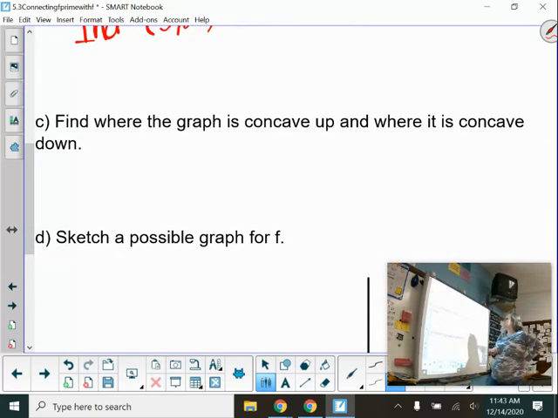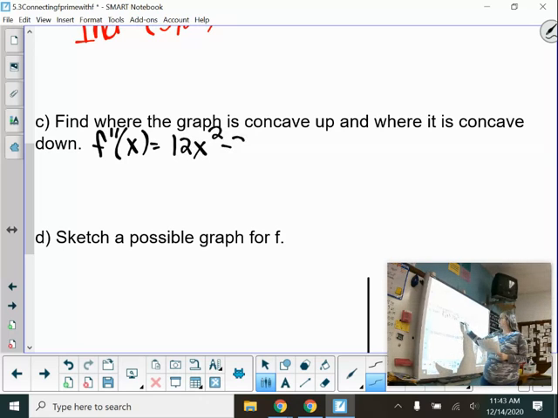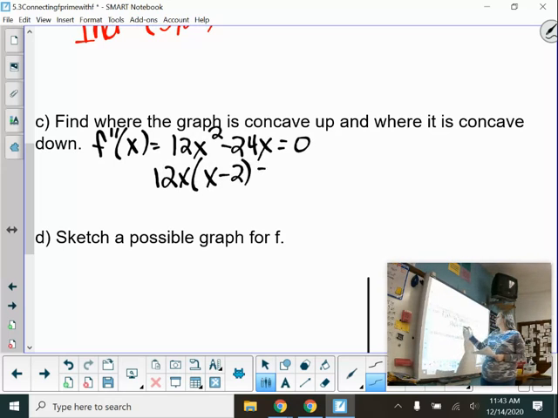Okay, part C. Find where the graph is concave up and where it's concave down. For this, I'm going to have to take the second derivative. So if you recall, the first derivative was 4x cubed minus 12x squared. So my second derivative is equal to 12x squared minus 24x. If I set that equal to 0, I can factor out a 12. I get 0 and 2 as my values.